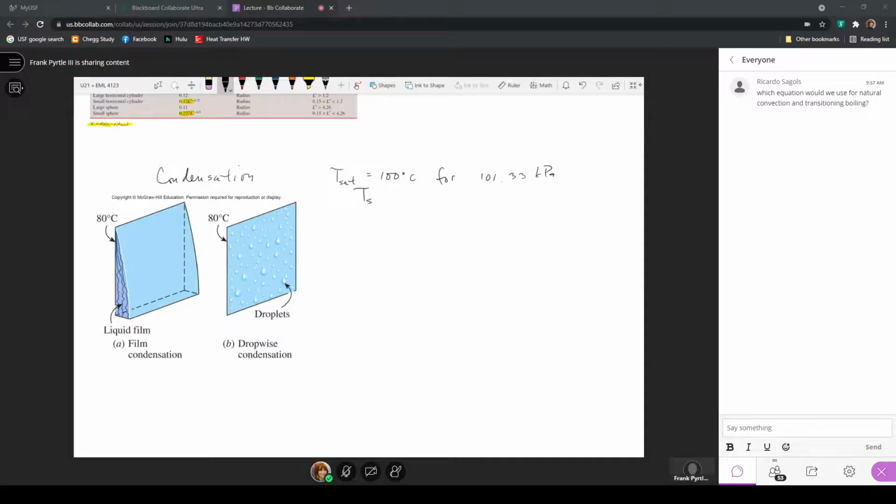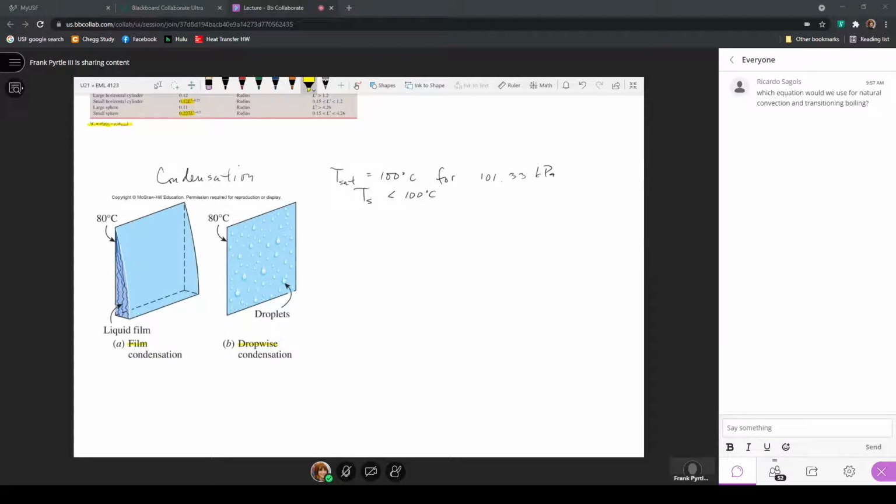If the surface temperature is below 100 degrees C, then we would have condensation occurring because the saturation temperature is higher than that surface temperature, and thus droplets would start to form on that surface. Here in this figure that I pulled from your text, these are examples of the two types of condensation that we typically consider: film condensation and dropwise condensation.